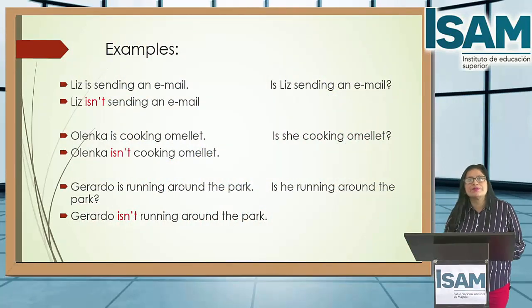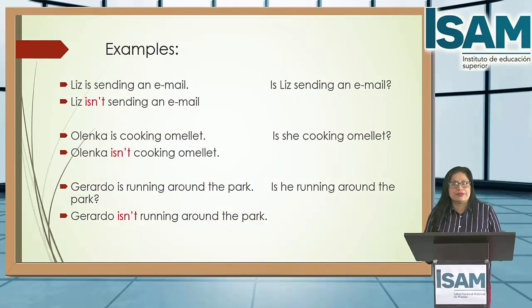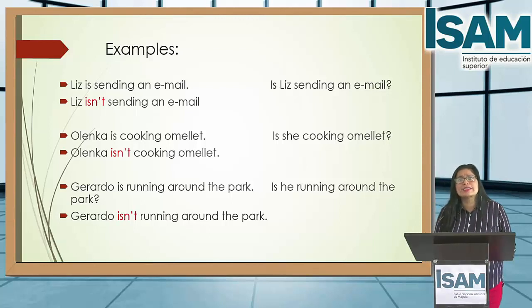More examples, student. Affirmative: Liz is sending an email. Negative: Liz isn't sending an email. Question: is Liz sending an email? Next. Olenka is cooking an omelette. Then, Olenka isn't cooking an omelette. Is she cooking an omelette?